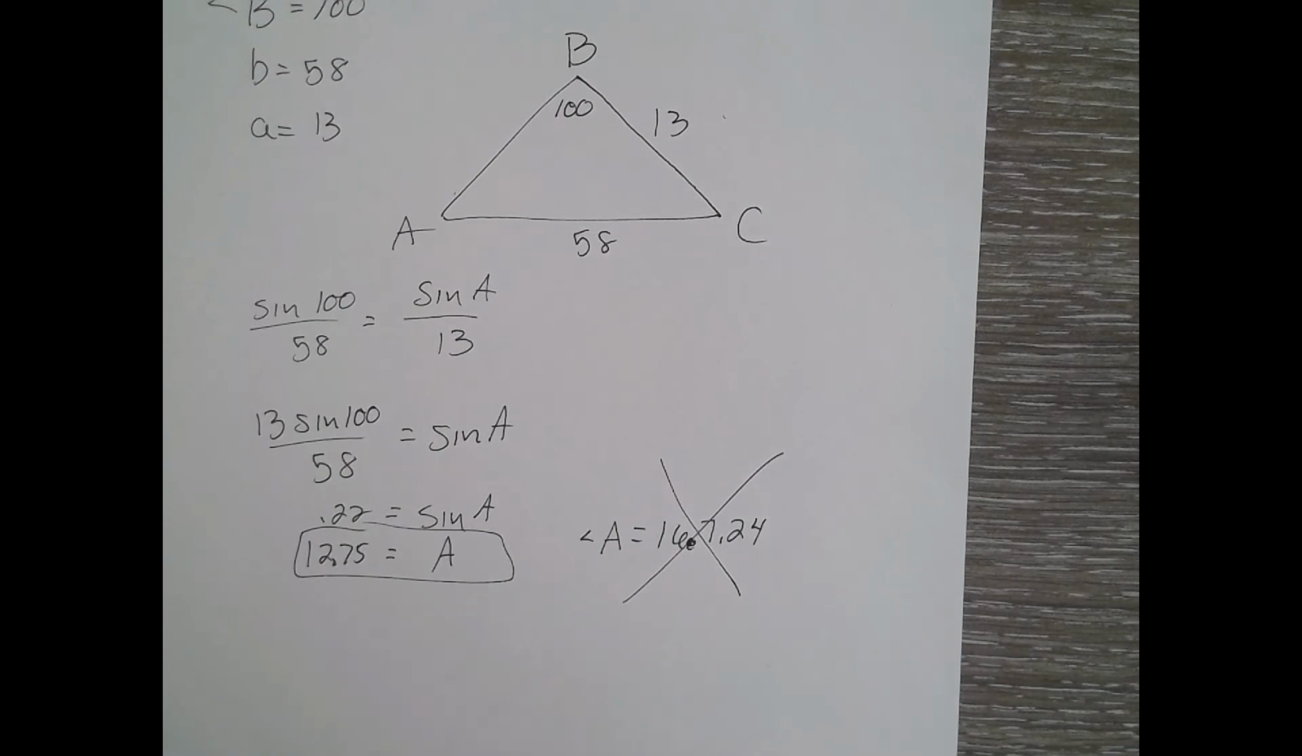So you could have 0, 1, or 2 triangles for the side-side-angle case. That's the toughest part of this section. Otherwise, it's law of sines.